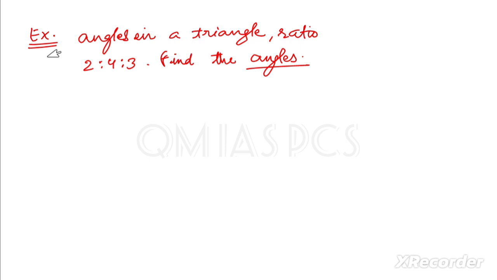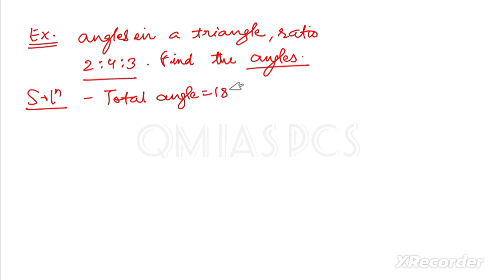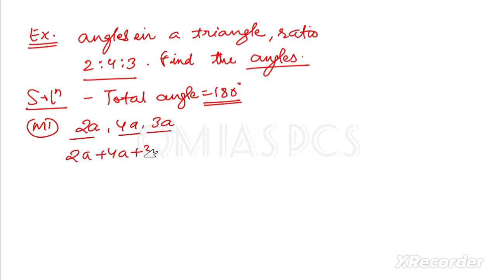I will give you two methods for this. First of all, you have to understand the total of the angles of a triangle. The sum of all angles is 180 degrees. You should know this. Right now the ratio is 2 is to 4 is to 3. This is method 1. We consider the angles as 2a, 4a and 3a. So we can simply say 2a plus 4a plus 3a is equal to 180.